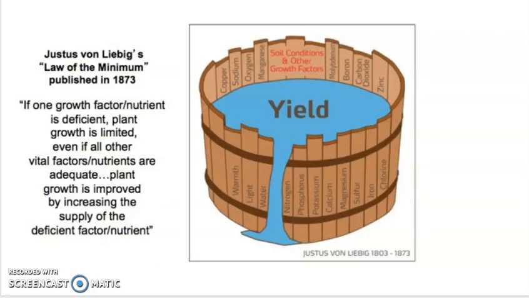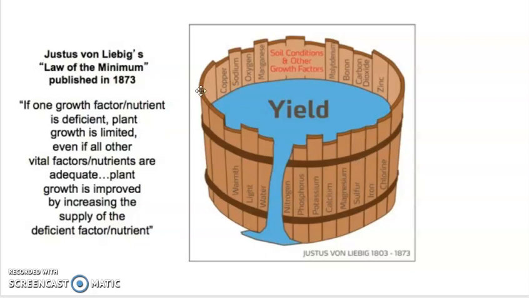You can think of the proportion of nutrients as a recipe for making living tissue, and their availability will affect plant growth significantly. Liebig's law is known about this: Liebig's law of the minimum. It says if one growth factor, one nutrient, is deficient, plant growth is limited.